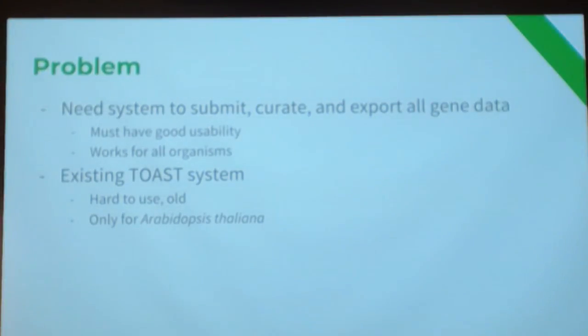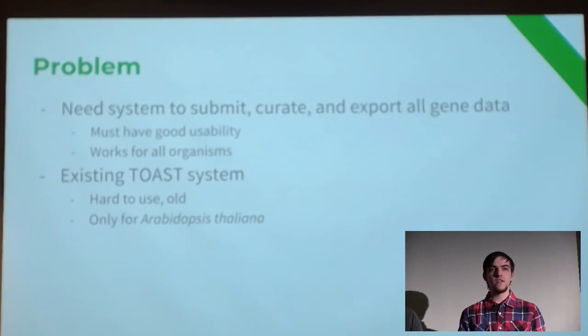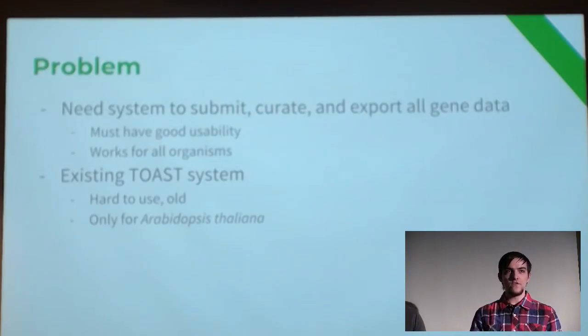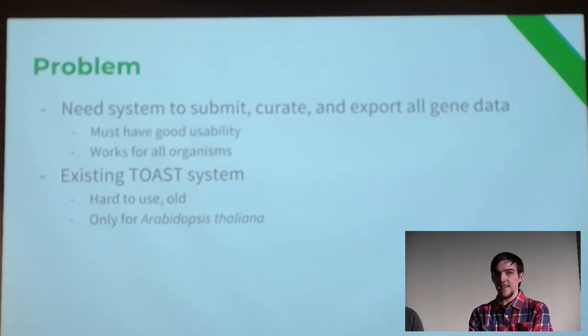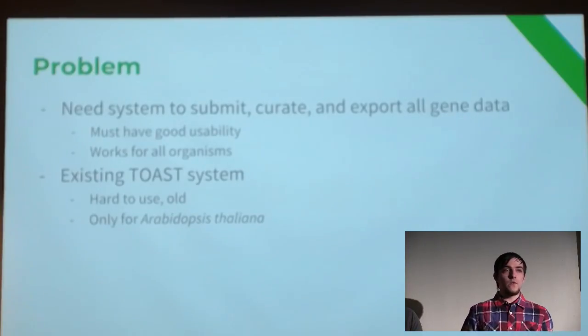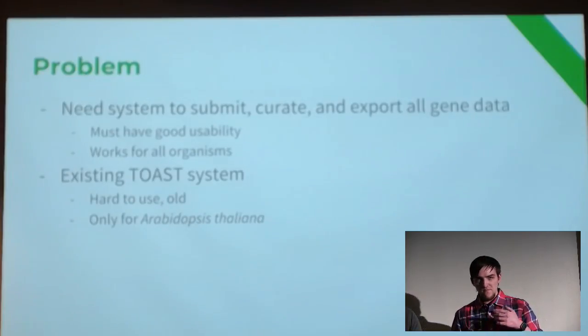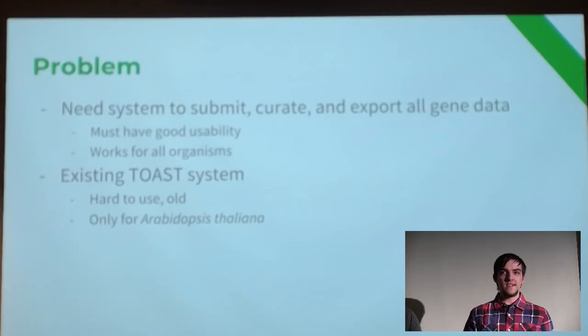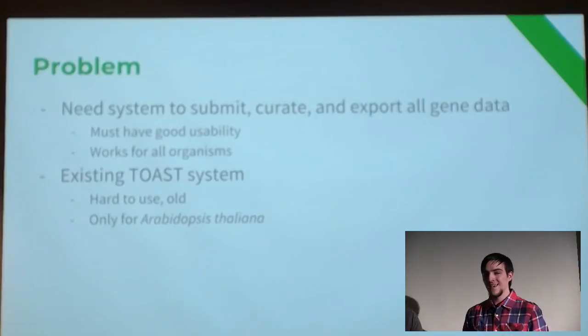So Phoenix came to us with a problem. They needed a system that they could use to handle submission, curation, and export of all of the scientific data that they manage. It has to be easy to use so they can get more researchers on board. It had to be able to work for all organisms. Their current system, TOAST, was not very usable. It only handled the submission portion of the process. They required another tool for curation, and it was only for one organism, Arabidopsis thaliana.